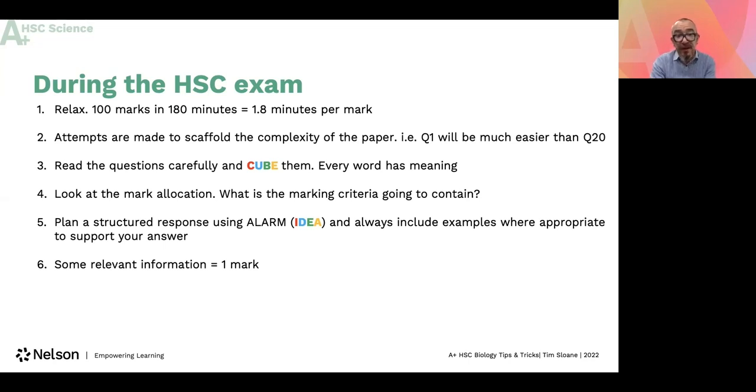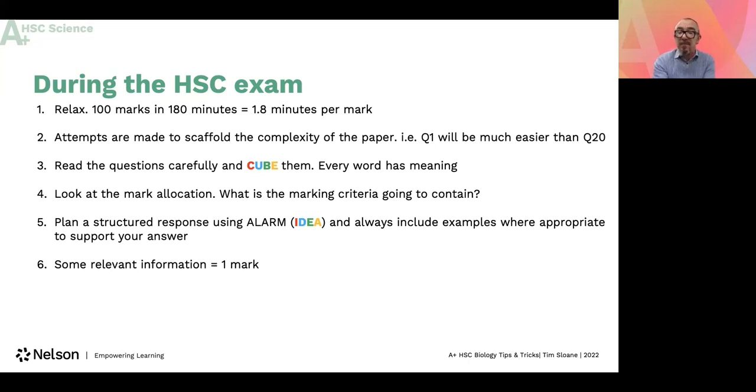I'll talk briefly in a moment to point number 3. It's essential that you read the questions carefully and cube them, and I'll talk about what cube means shortly. Every word in the question or stimulus has meaning, okay? Look at the mark allocation. Is it a 2-mark, a 3-mark, or even, as of last year in 2021, we had a 9-mark question. There will be basically points allocated to each and every one of those marks.